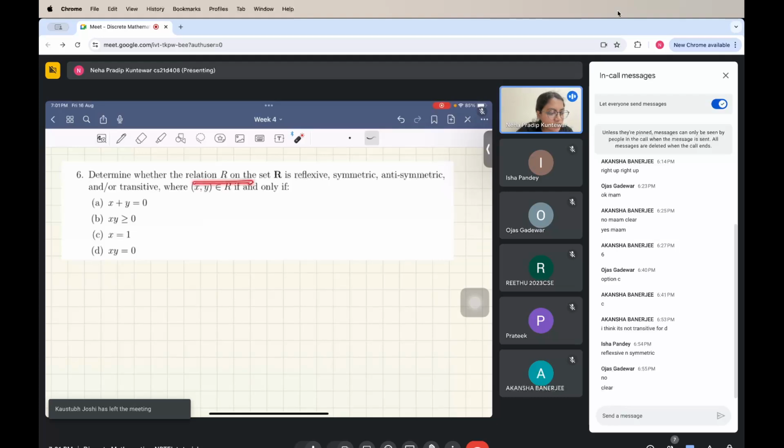Okay, so you have a relation which is defined like this. Two elements x and y are related if and only if x plus y is 0. So the question is the same. You want to find out whether they are reflexive, symmetric, antisymmetric, or transitive. So what properties are true is what the question is. So maybe try out the A part for a couple of minutes and then we will discuss.